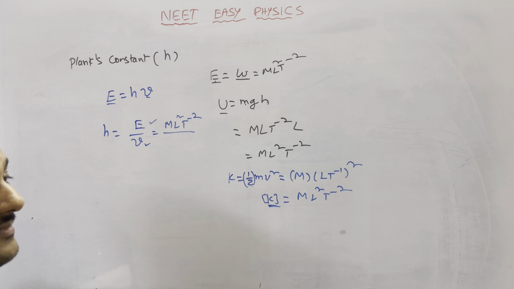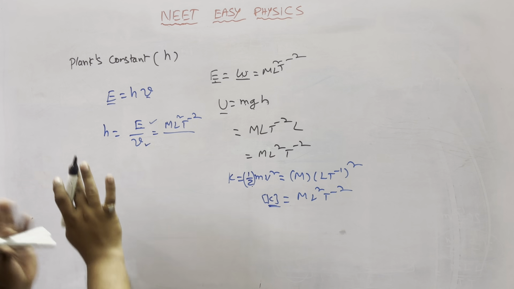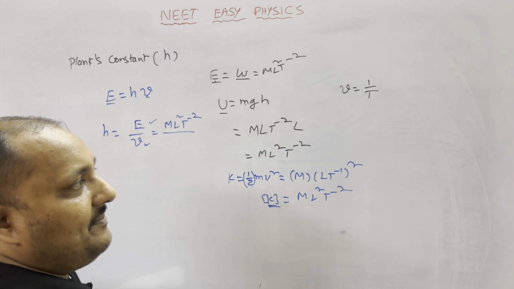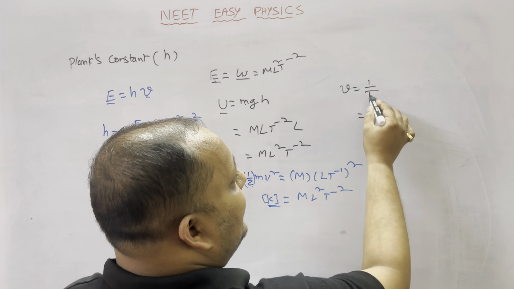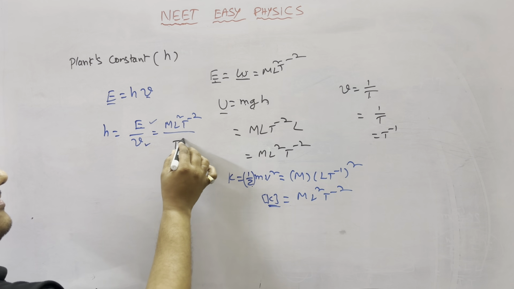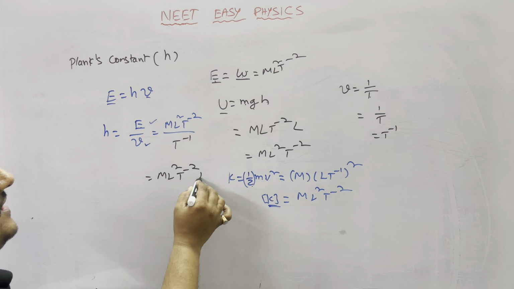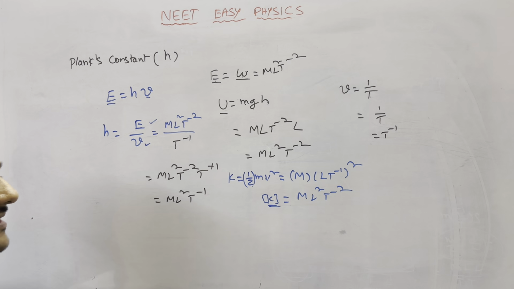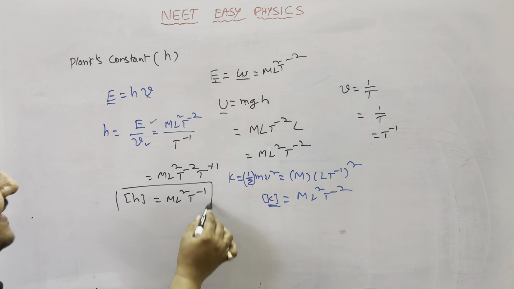Now, what is the dimension formula for frequency? Again, you should know the frequency equation or units. Frequency is the reciprocal of time period, or second inverse, or hertz. The reciprocal of time period means 1 by t, which is t power minus 1. Substitute here t power minus 1. If it goes to the numerator, m L square t power minus 2 t power plus 1. So m L square t power minus 1. So this is the dimension formula for Planck's constant.